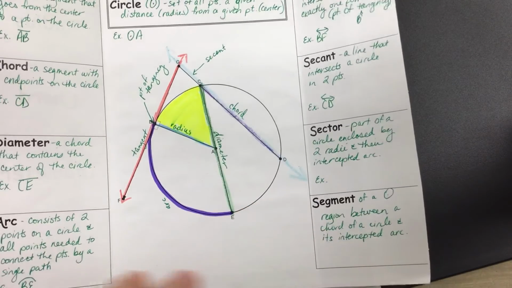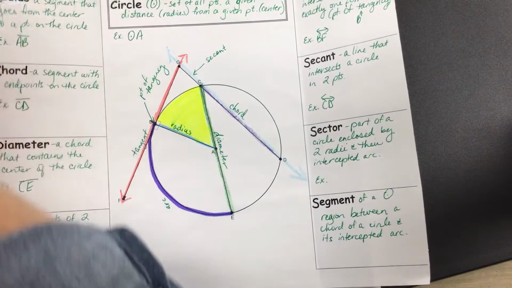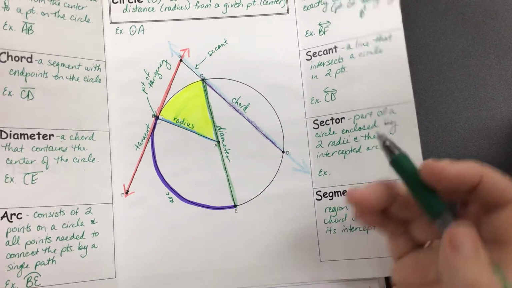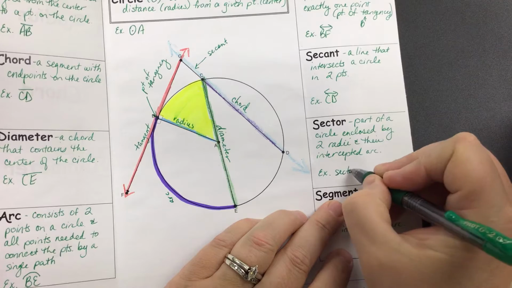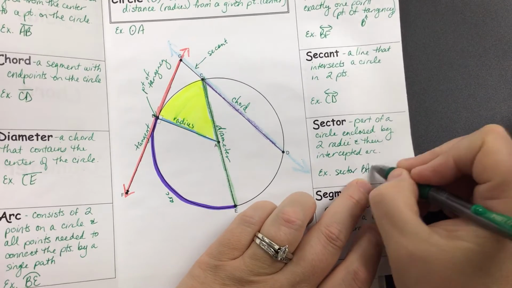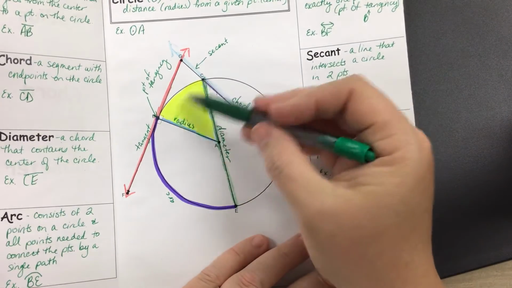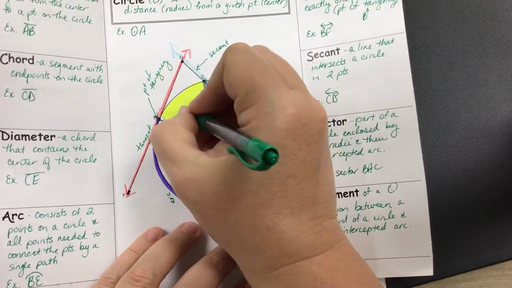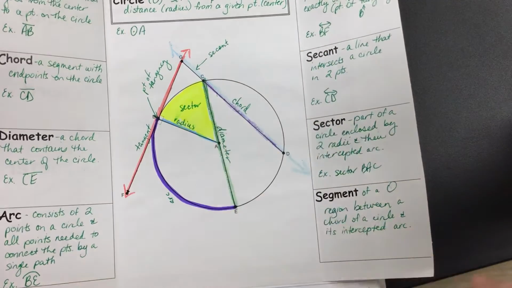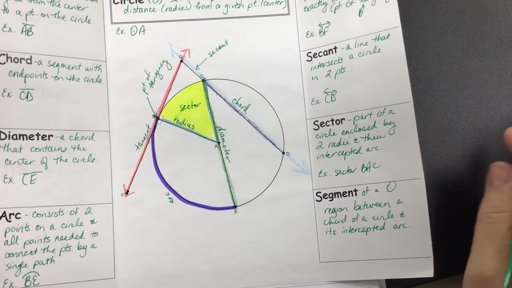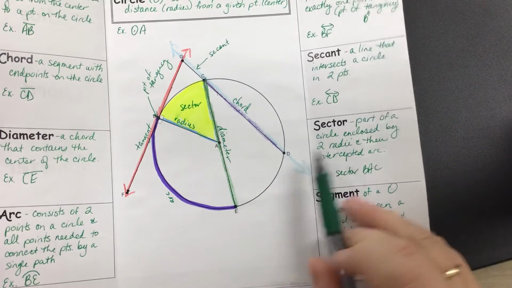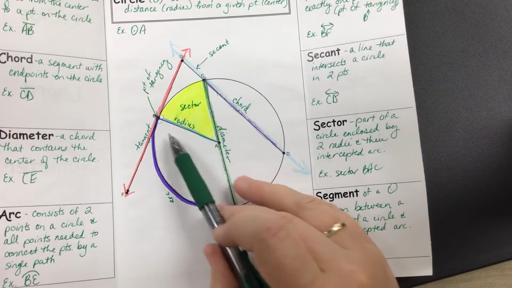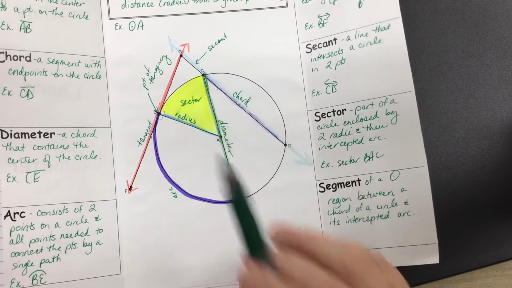Okay, and so if I name this particular sector, sorry about my arm there in the middle, it could be like sector BAC, because B, A, and C determine this piece. It's not a triangle, it's a sector. So again, this region here is a sector. So it's like a piece of pizza, a piece of pie. Again, it's part of the circle enclosed by 2 radii and their intercepted arc. So here's your 2 radii, there is the arc.